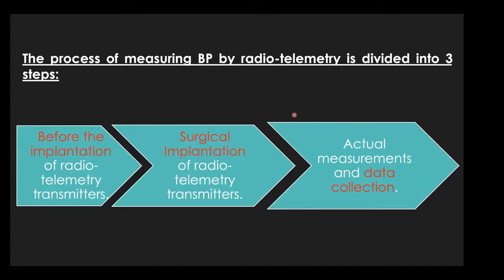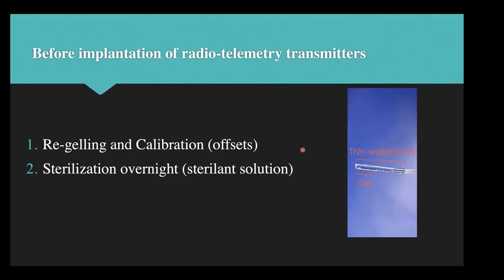Okay. The process of measuring blood pressure by telemetry is divided into 3 steps: before implanting the radiotelemetry transmitter, the surgical implantation of the radiotelemetry transmitter, and the actual measurements and data collection. So if we start with before implantation of the radiotelemetry transmitters, there are a couple of steps that you need to do.